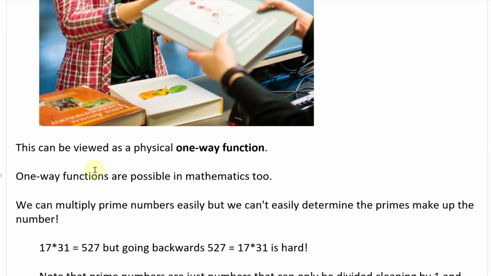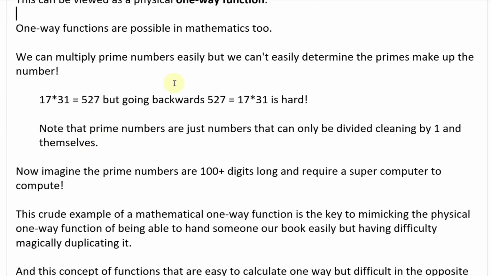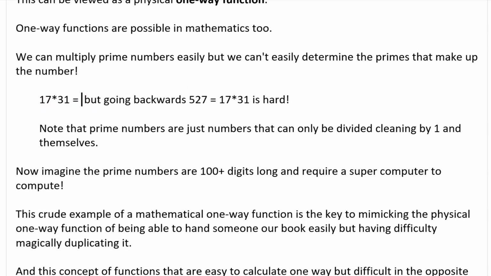So let's go further. One-way functions are possible in mathematics too. We can multiply prime numbers easily, but we can't easily determine the primes that make up the number. For example, 17 times 31 equals 527. So you can just put this into a calculator, and it automatically calculates 527. But going backwards is hard. So 527, to split it up into its two primes, 17 and 31, is hard.